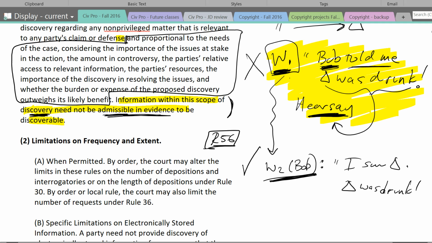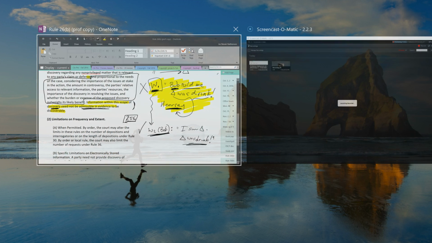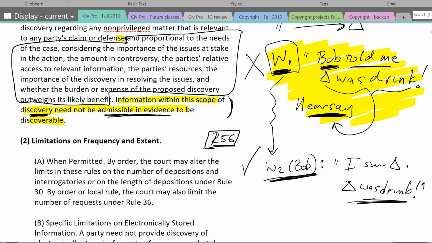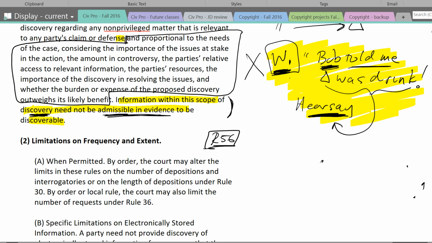Okay? So, witness one's statement can be used in discovery, and it would eventually then lead to a deposition of Bob, who might be able to say things that could become admissible in trial. Okay, so now I'm sure you understand that part.